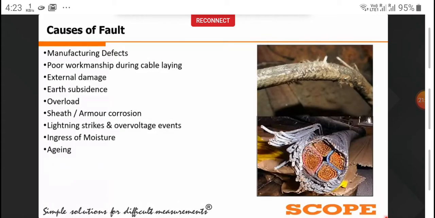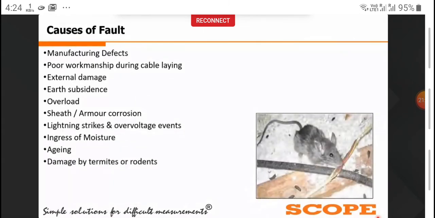After that, aging of the cable. After a certain amount of service, the cable undergoes the aging effect, and due to the operating temperature and overloading events, and also the high amount of current flowing through the cables, the insulation of the cable is weakened over a period of service. So that's why after a certain period of time the cable is damaged.